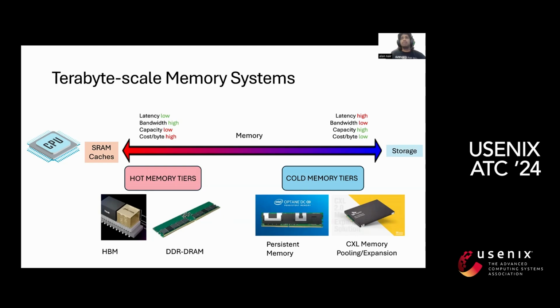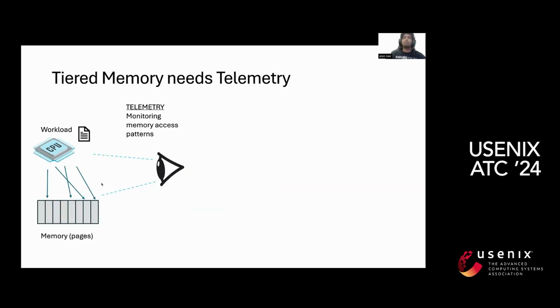However, a tiered memory system provides benefits only if the data is placed accordingly in the various tiers. We need the frequently accessed data, or hot data, to be placed in the hot tier. Conversely, the cold data must be placed in the cold tier. Optimal data placement into tiers requires telemetry. Here we define telemetry as the monitoring of memory access patterns of a workload.